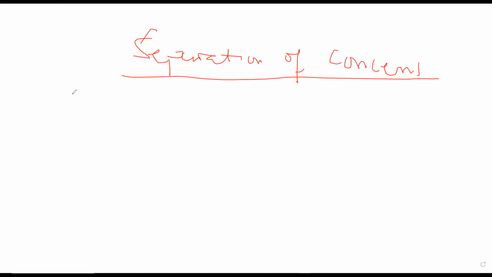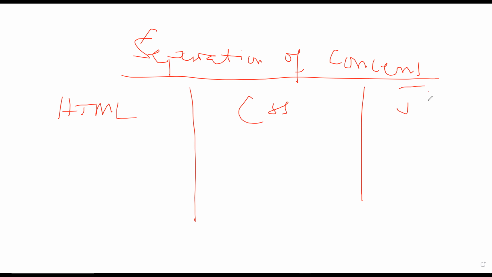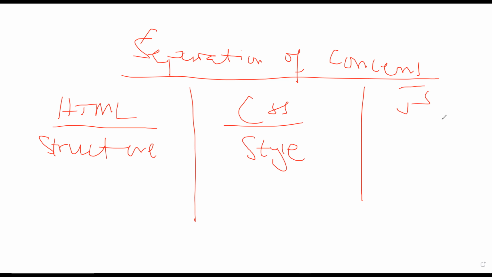Now, in web technology, we have the HTML, we have the CSS, and we have the JavaScript. The job of the HTML is to structure. The job of CSS is to style. And the job of JavaScript is to add behavior.